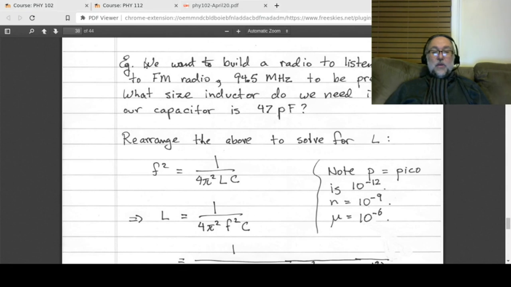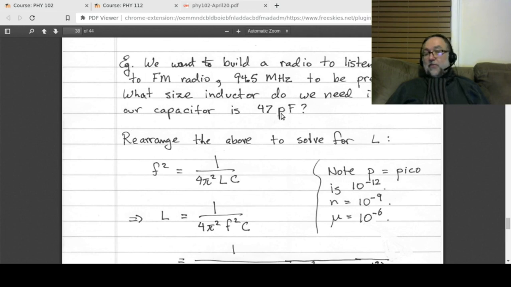If we take that equation and we square it, we get that f squared is equal to 1 over 4 pi squared L C. That's to get rid of that square root. And then just rearrange it to isolate L on the one side. So basically divide both sides by f squared, multiply both sides by L, and you get this equation here. All right, and now we're ready to plug in, but we just have to be careful.